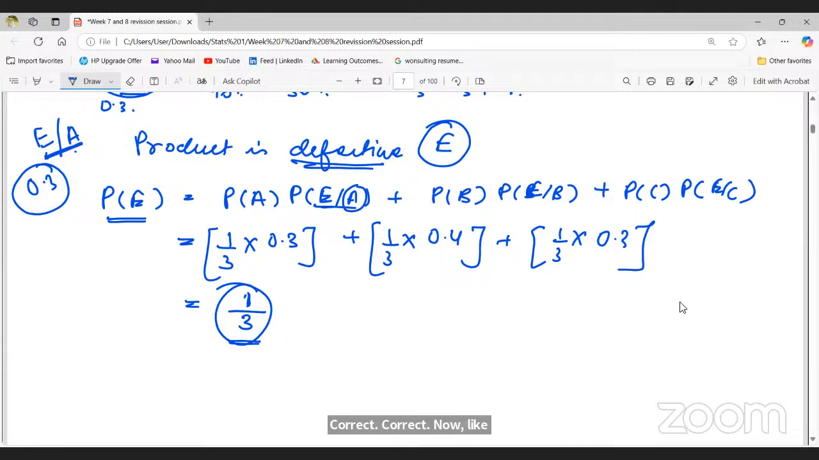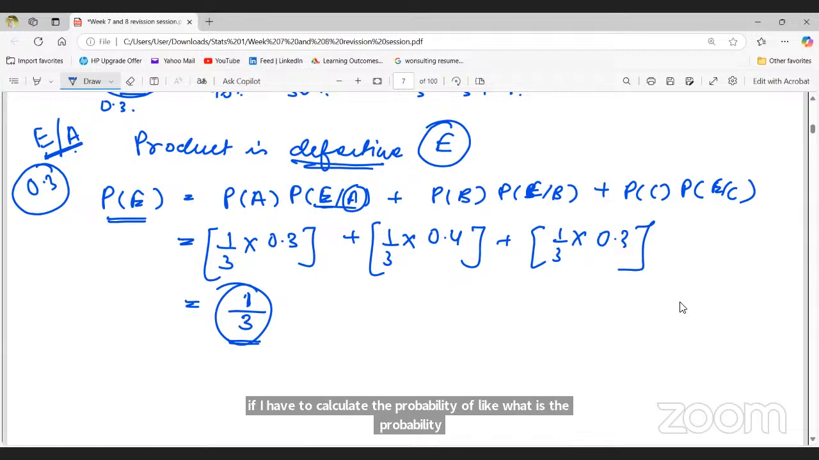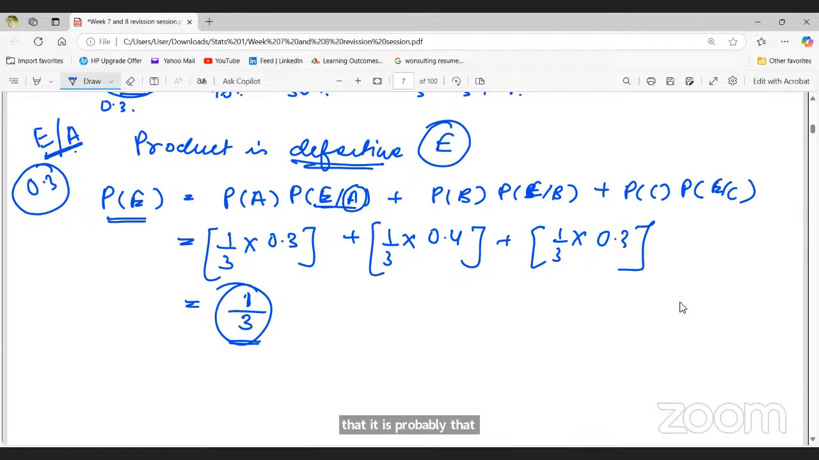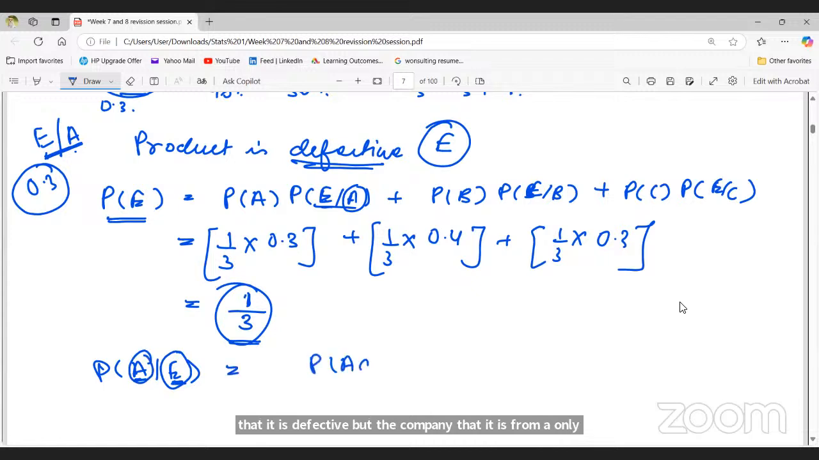Now, if I have to calculate the probability that the chosen company is A given that it is defective. You have to choose that it is defective, but from company A only. So what would it be? Probability of A intersection E upon probability of E.